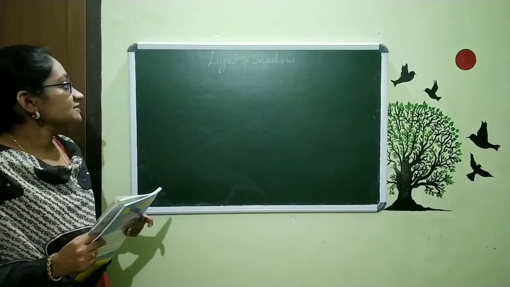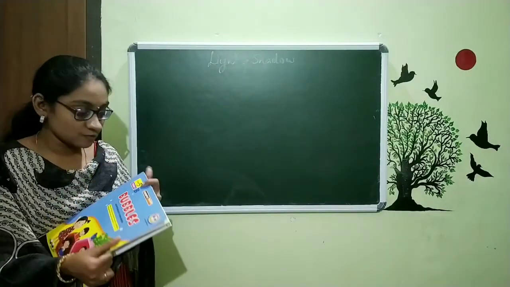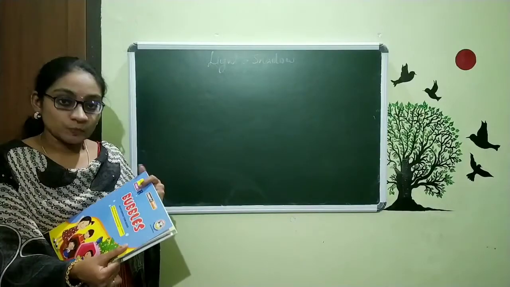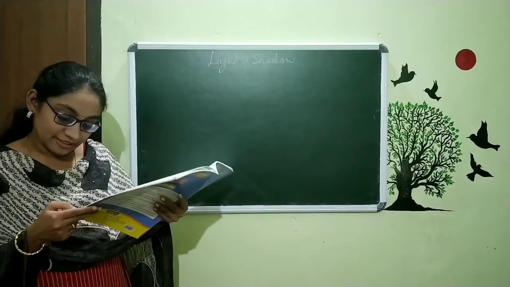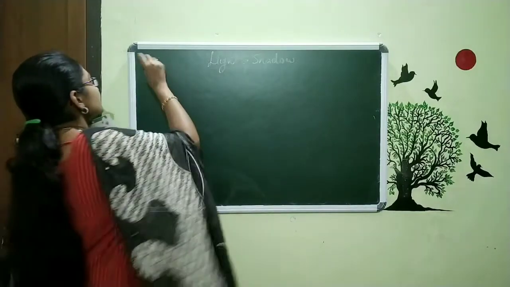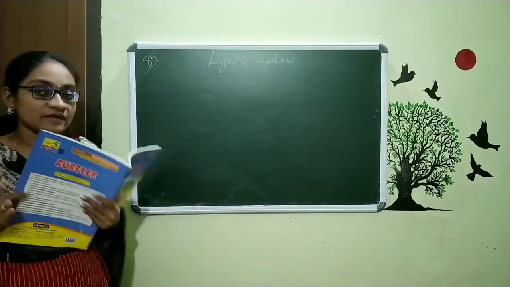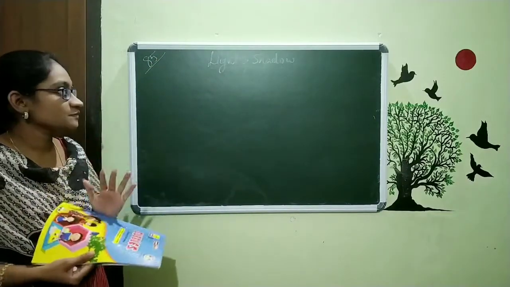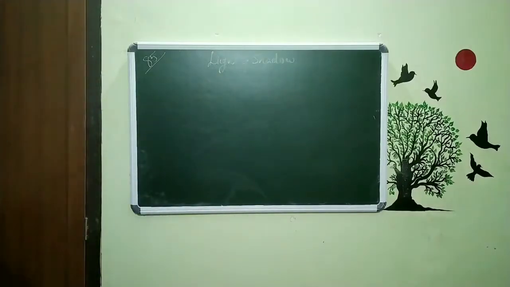Our chapter name is Light and Shadow. This is one new chapter. Take your textbook, term 2B, and this is the second chapter and it's on page number 85, our last part of the textbook, and the chapter name is Light and Shadow.